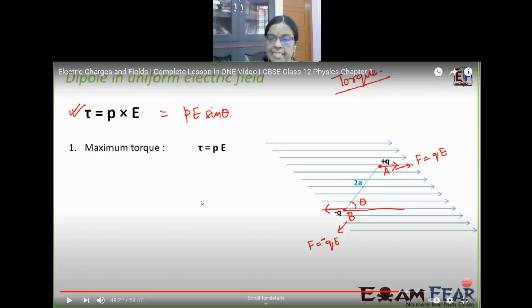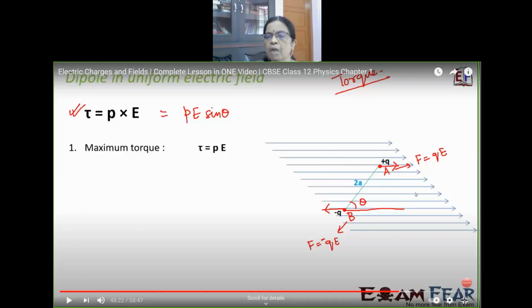But how will you create a uniform electric field? For example, you can keep a positively charged wire. I have already given you one figure, from which parallel electric lines of force are passing. So actually a uniform field is represented by equidistant parallel lines, with the same distance between the two lines. Equidistant parallel lines represent a uniform electric field.